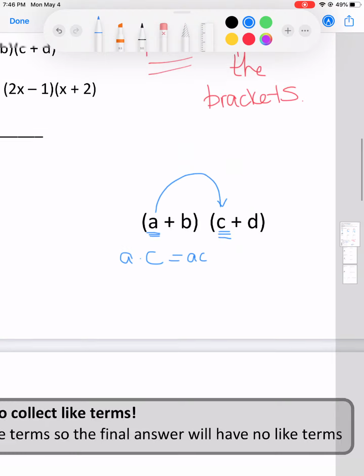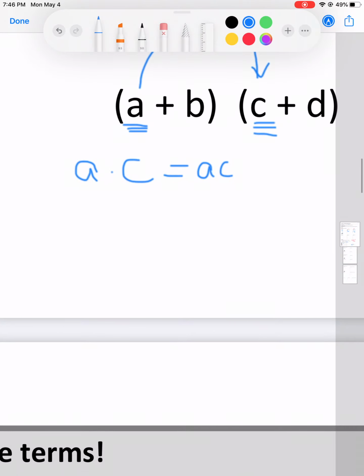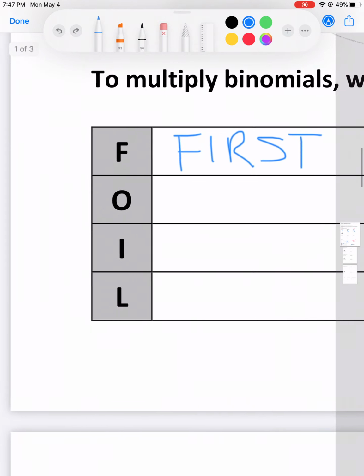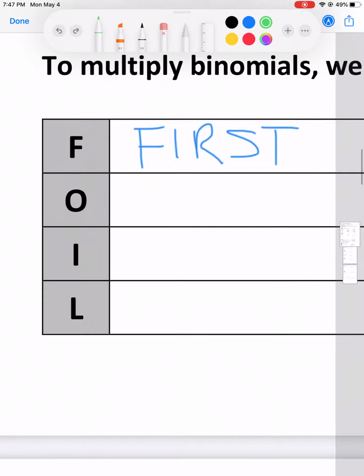Okay? So for my final answer, I'm going to give you a bit of a heads up. There's going to be 4 terms. 1, 2, 3, 4. Okay, I'm not going to do this every time. I just want to show you. So what's my first term? It's AC. Okay. So my next one is outside.